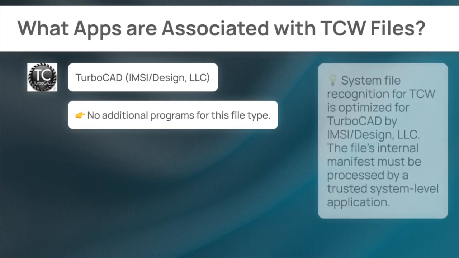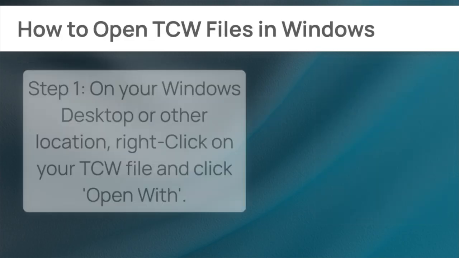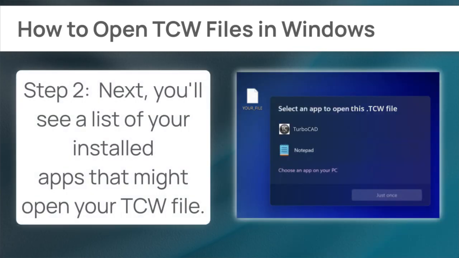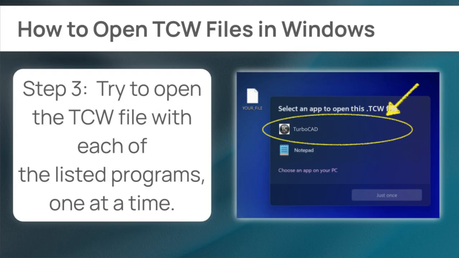Native Windows utilities may fail to correctly allocate memory for the file's execution. Windows can't fully visualize complex structures, so proper inspection requires 3D CAD applications. Your first step toward a working file, right-click the TCW file and select Open With. If TurboCAD is on your system, try that first. If not, try another option immediately.